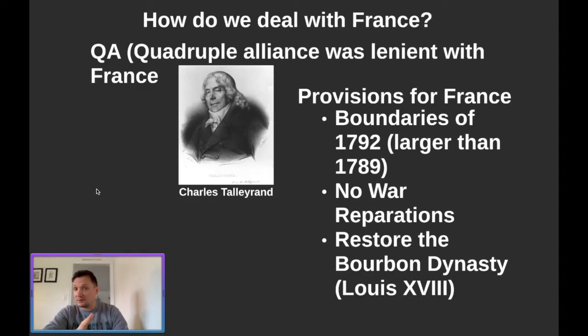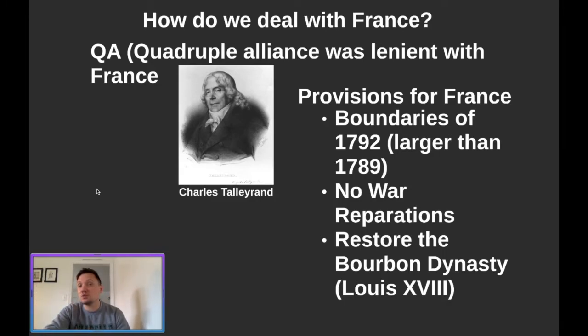The other big one is that the Quadruple Alliance, and also Restoration France under Talleyrand, decide that France will have to pay no war reparations whatsoever, which is wild. You would think immediately they would point the finger and say, you need to pay to fix everything that Napoleon broke, right? And then also here's the big one.